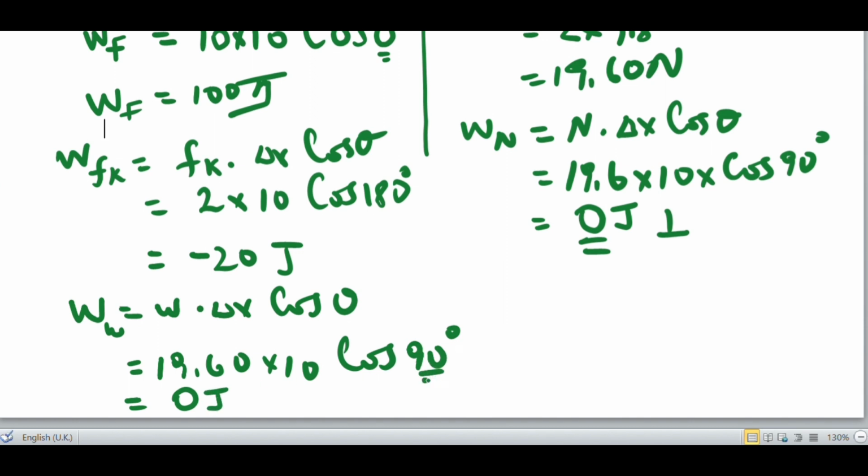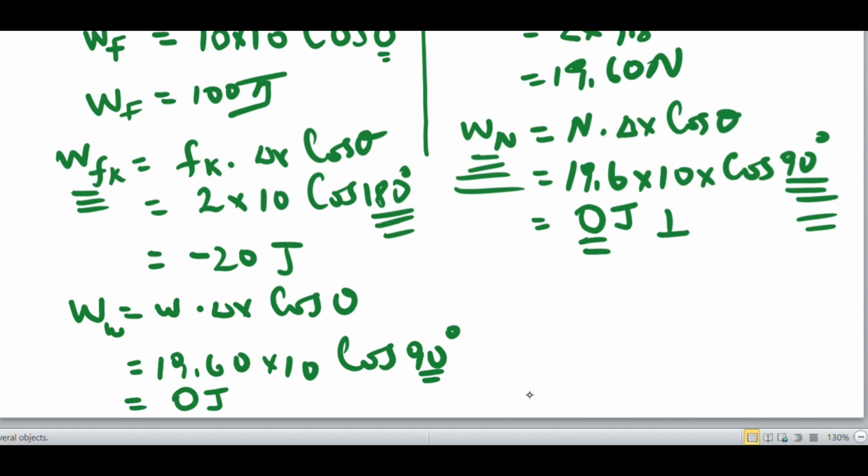Since the angle between this displacement or the direction of motion is equal to 90, the work done by weight is 0 joules. It is not always 0 joules, okay? So we need to take care of that. But if you look at normal force, the work done by normal force will always be 0 because the angle will always be 90 degrees. And the work done by friction will always be negative because the angle will always be 180 degrees.